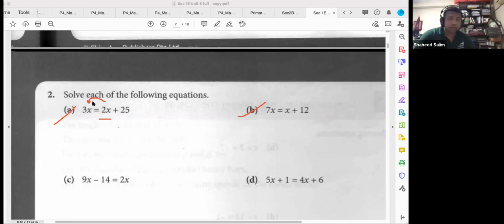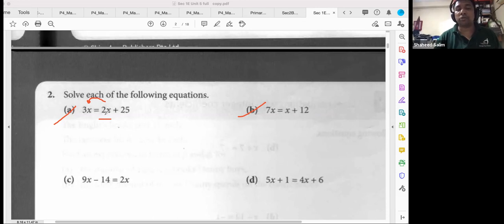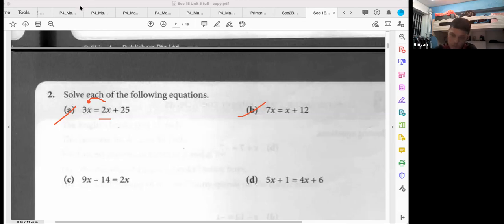Is 5. 5. Okay. When you bring over plus 2x, did it become negative 2x? I did wrong. Okay. No problem. Is it 25? 25, yes. X equals 25. Because when you bring over 3x minus 2x equals x, x equals 25. What about the one over here? Which is B. Answer is 2. 2. Well done.